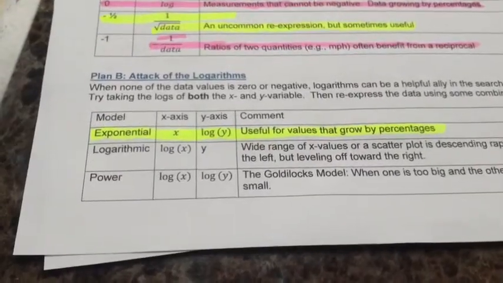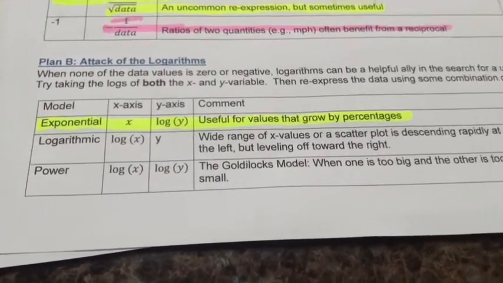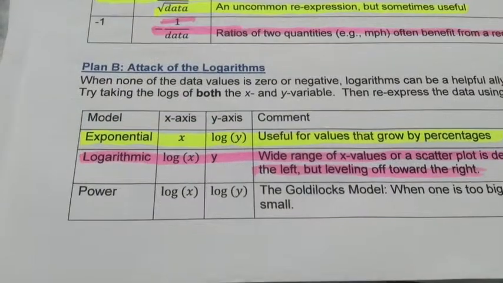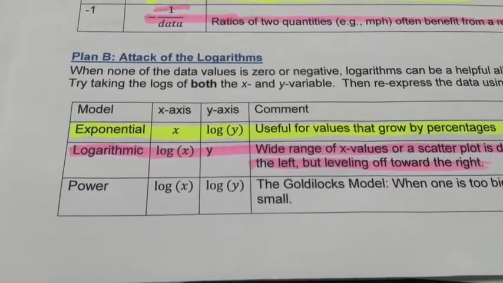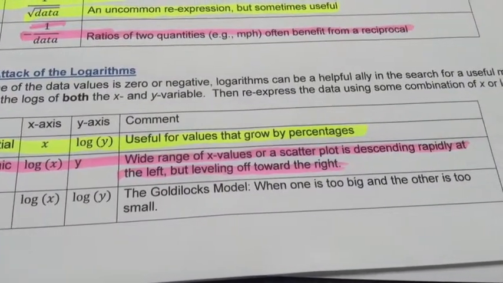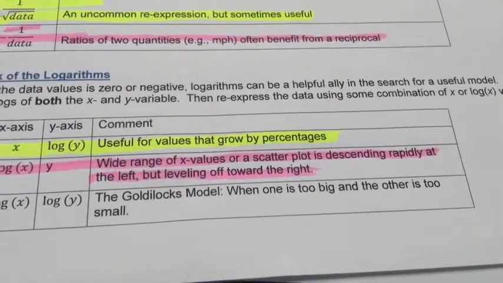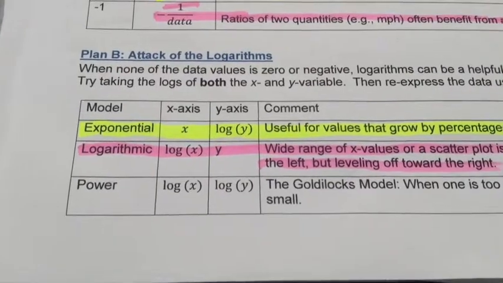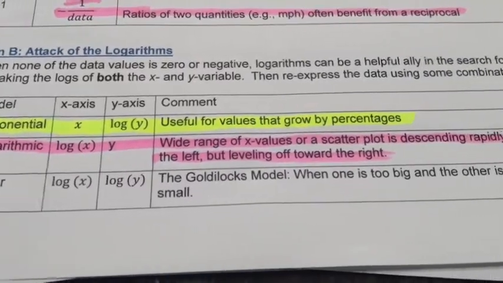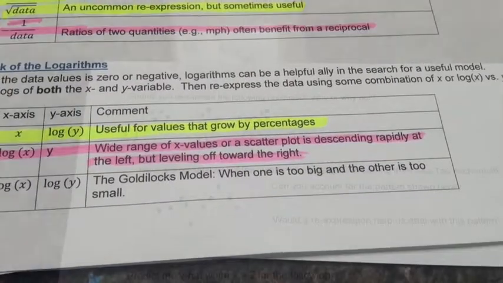For the exponential model, on the x-axis you have x, on the y-axis you have log of y. This is useful for values that grow by percentages. The logarithmic model has log x for the x-axis and y for the y-axis. It is used for a wide range of x values, or a scatter plot that is descending rapidly at the left but leveling off towards the right. The power model, log x for the x-axis and log y for the y-axis, is used when one is too big and the other is too small.